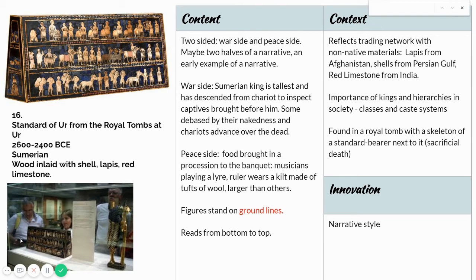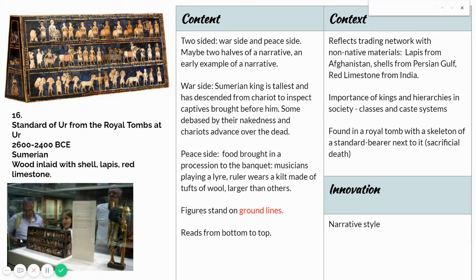So, in terms of content, what are we looking at here? How are we observing? We have a two-sided form. One of the sides represents the war side, and the other side represents the peace side. It could be two parts of a narrative, and what we have here is one of our earliest examples of a narrative. So we talked about narrative art, basically, pictorial stories. Art that tells some sort of chronology of story, and it's read almost like you would read a book. There's a way to follow it, a lot like a comic strip. There's a start and a finish and a direction to how to read and understand it.